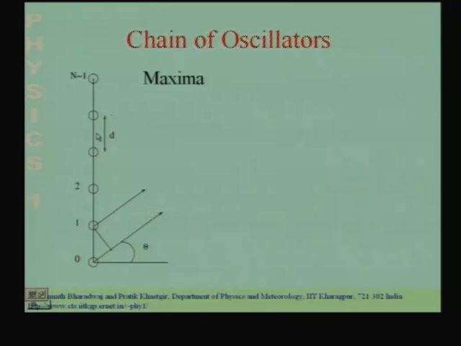The question that we are interested in is, what is the radiation that will be received by a distant observer at an angle theta. So, in this direction, what is the radiation that will be received by a distant observer at an angle theta. So, a distant observer is going to receive the sum of the radiation from each of these oscillators.